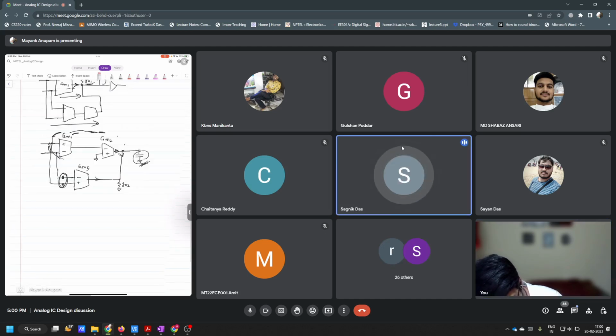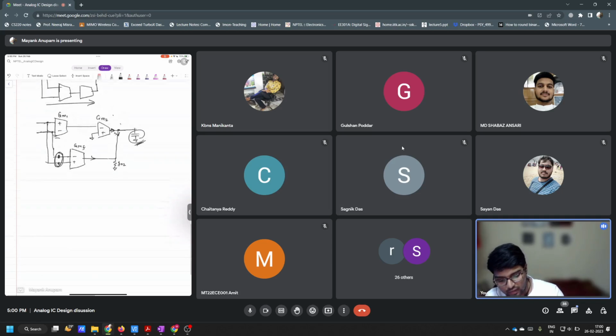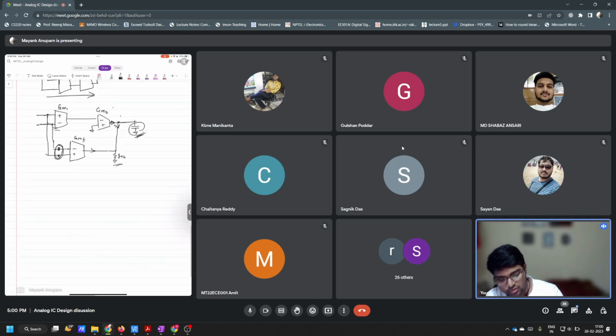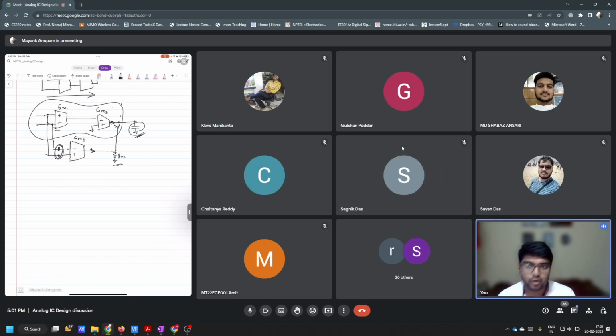Yes, sir. Why is the upper path slower? Okay, fine. So what I'm saying is, what is the problem if there is a GO2 here? If the upper path is not present, let's say, what is the problem if we have GO2? So some current will be taken from GMF. Correct. It will steal some current from GMF. And what is the problem if it steals some current from GMF?